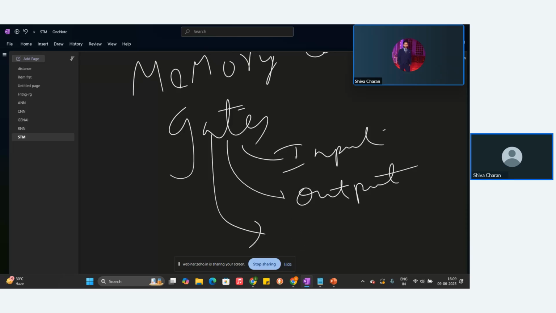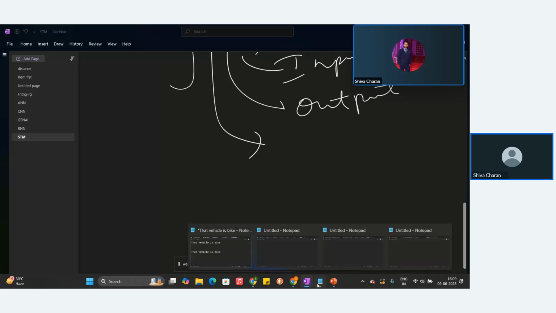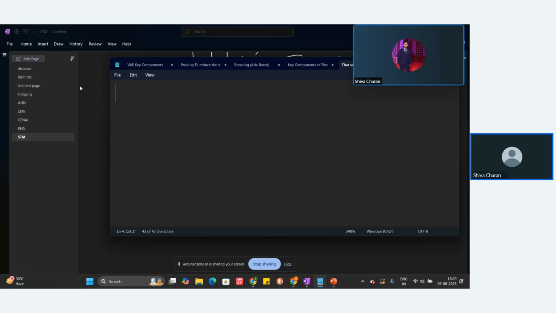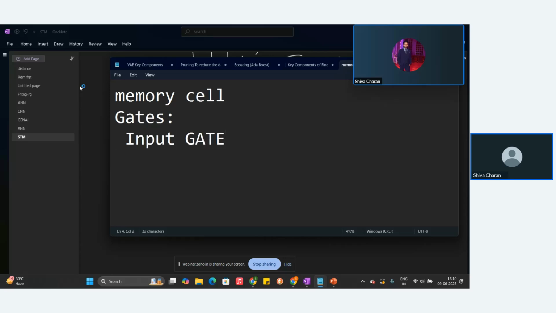I'm writing it in this format. Let me just write over here. So memory cell, gates, input gate, output gate, and also forget gate we are having. Okay, input, output and forget gate we are having.